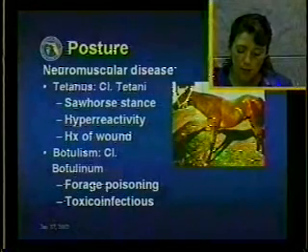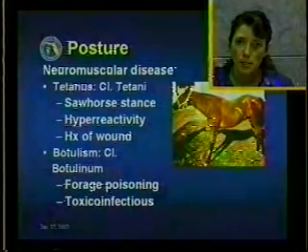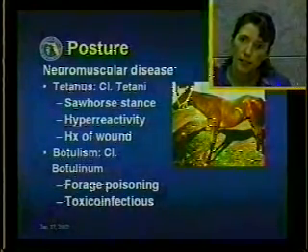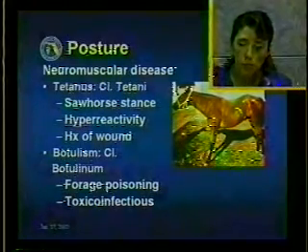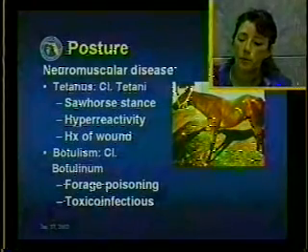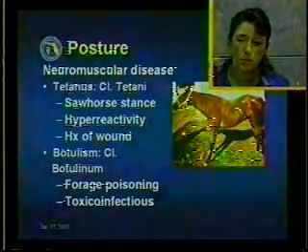Most of the time there will be a history of a wound, but since Clostridium tetani is a strict anaerobic bacterium, the wound very often will be a puncture wound, so it will not always be noticed.